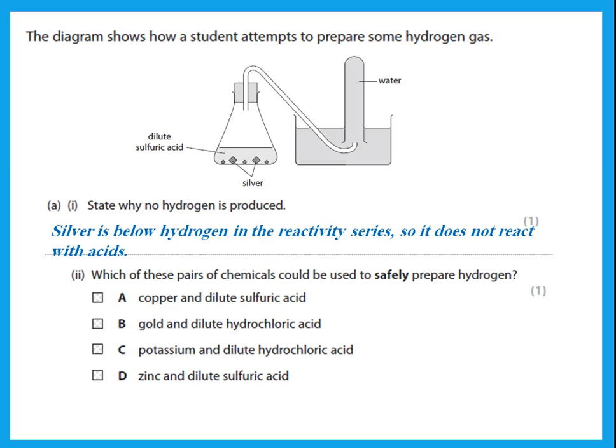Now, that means I have a choice between potassium and zinc. But potassium is in group 1. It is a very reactive metal. If I put it in acid, it will sort of explode or have a very violent reaction. Zinc reacts, but it's not violent, so that would be our choice.